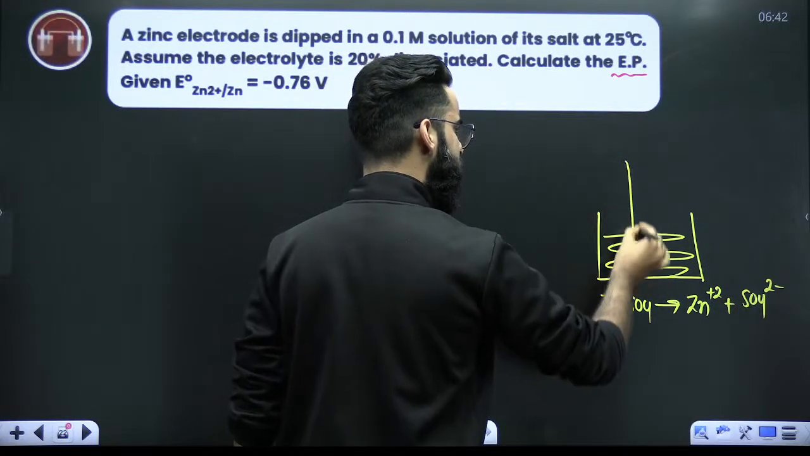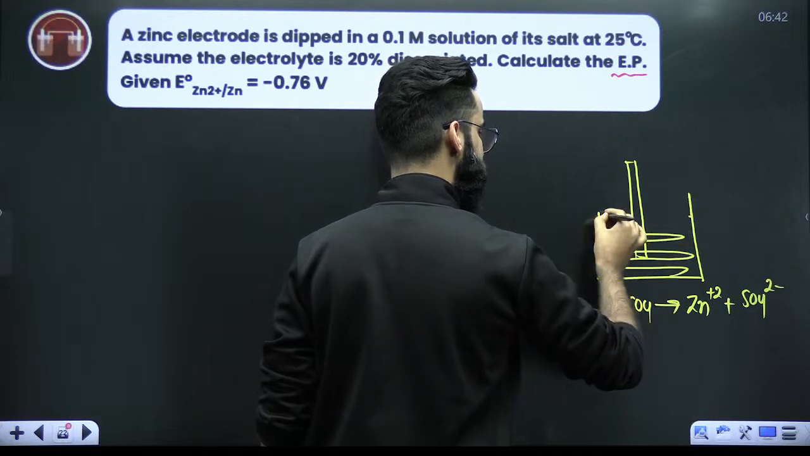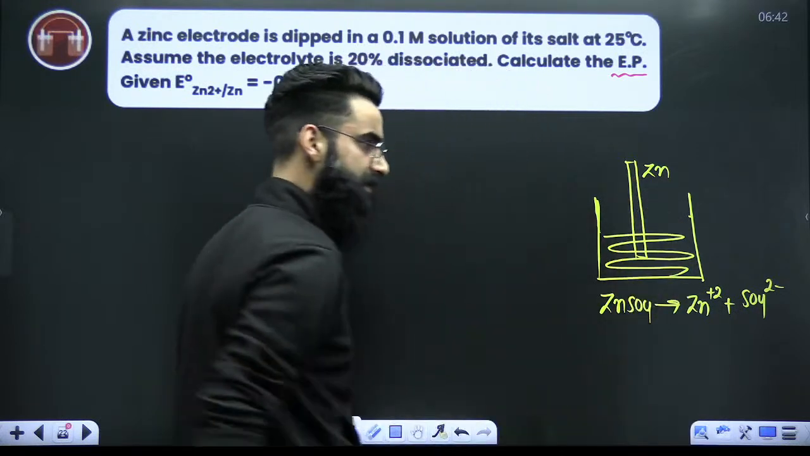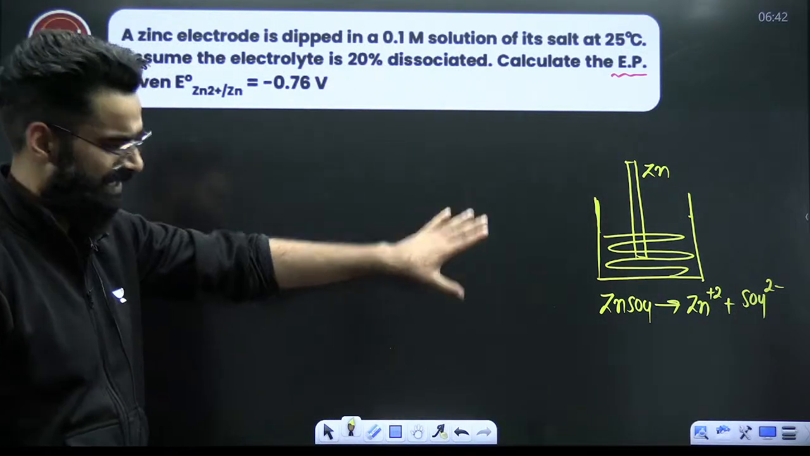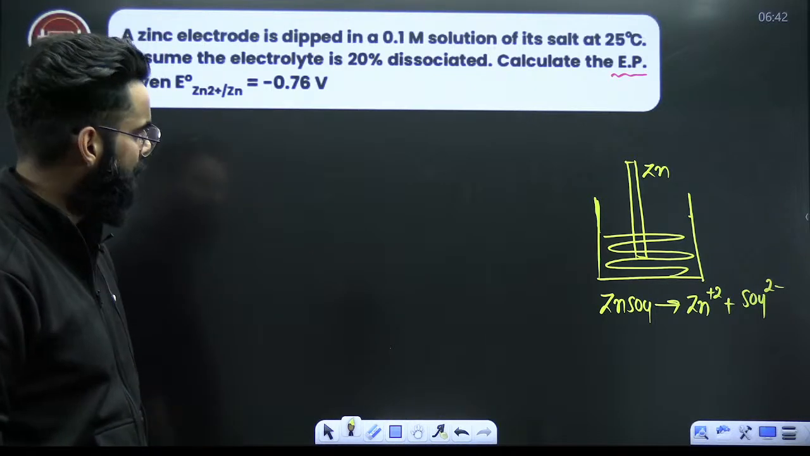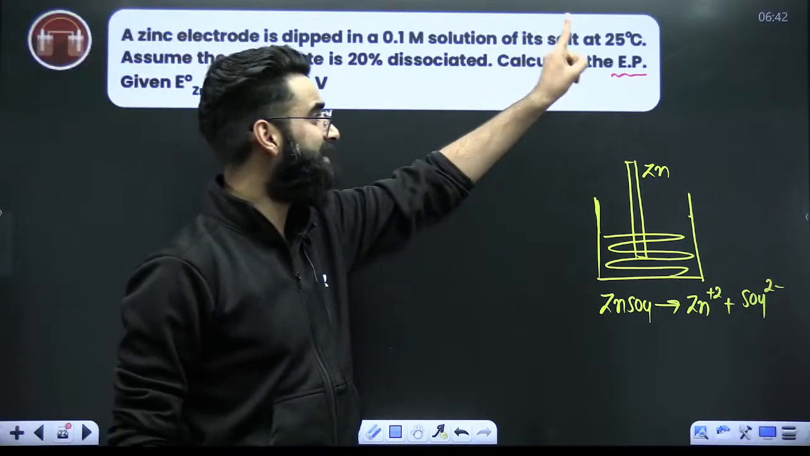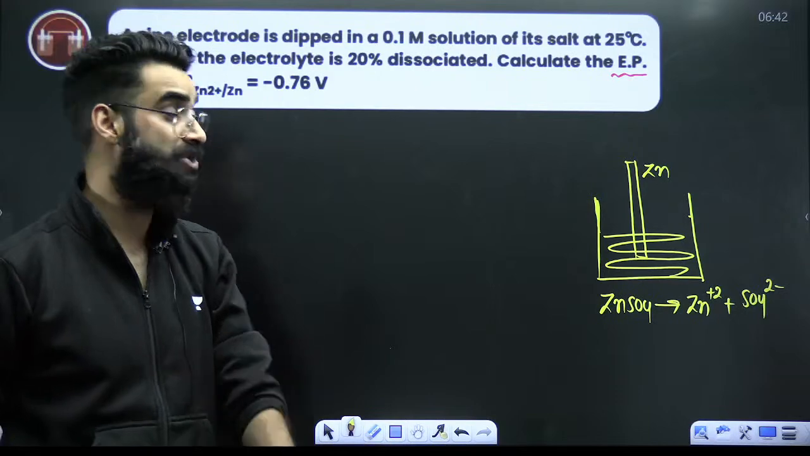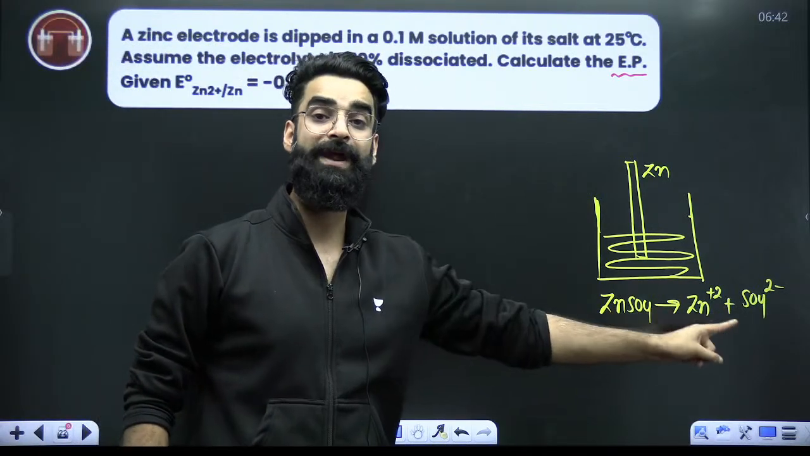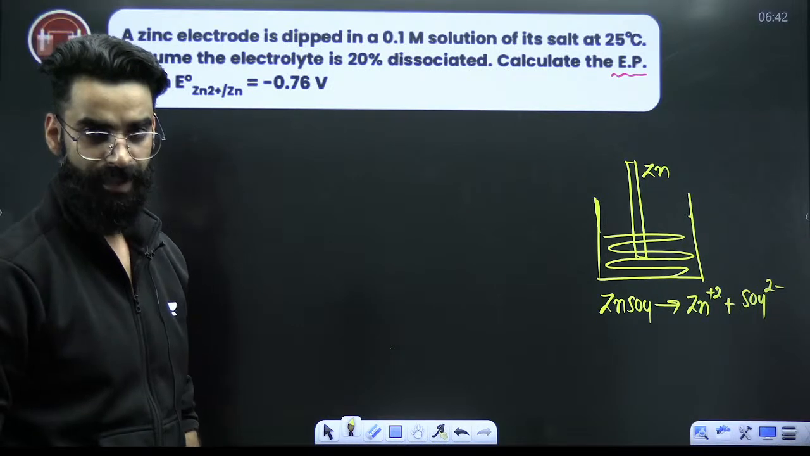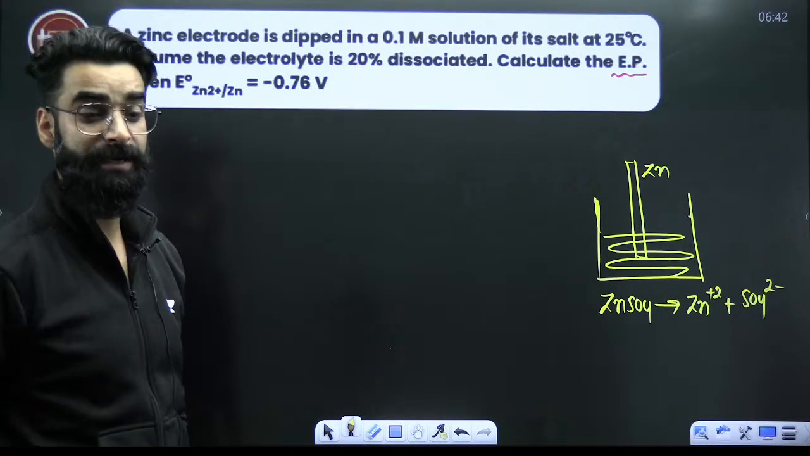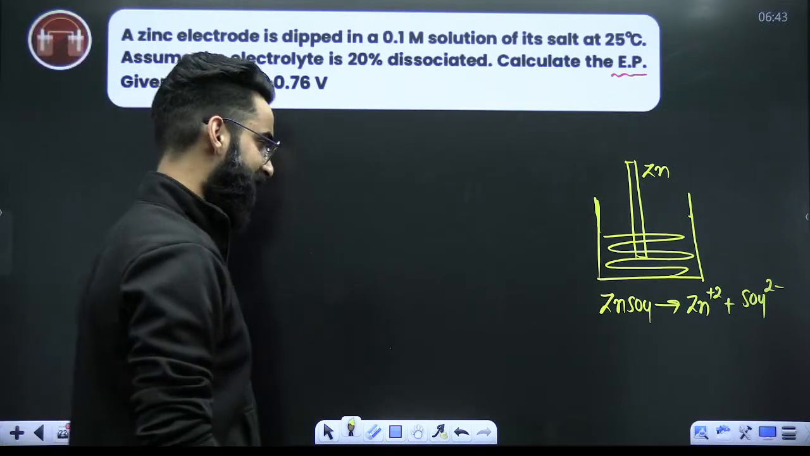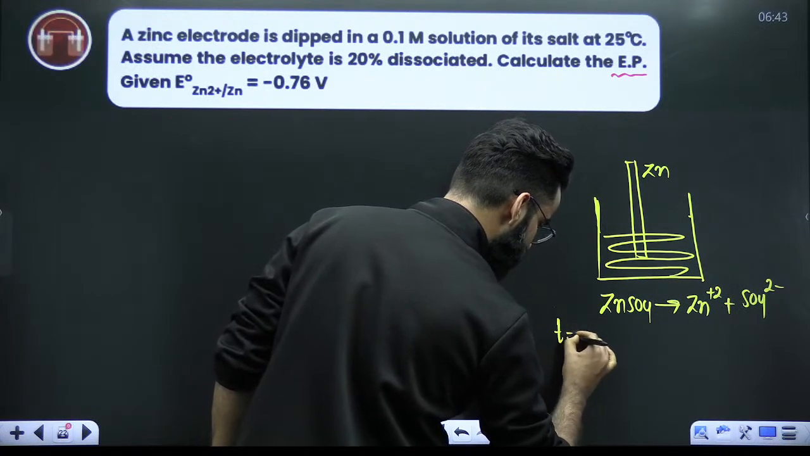Okay. Now we have introduced a zinc rod here. This is the zinc rod which you have introduced. So you have introduced a zinc rod into a solution containing its own ions. So this whole setup is your zinc electrode, right? Now, as per the question, you have to calculate the reduction potential of the zinc electrode when 20% of the electrolyte is dissociated into its ions. At that point of time, what will be the reduction potential of this electrode? Now guys, have a look. See, this is time t equal to 0.